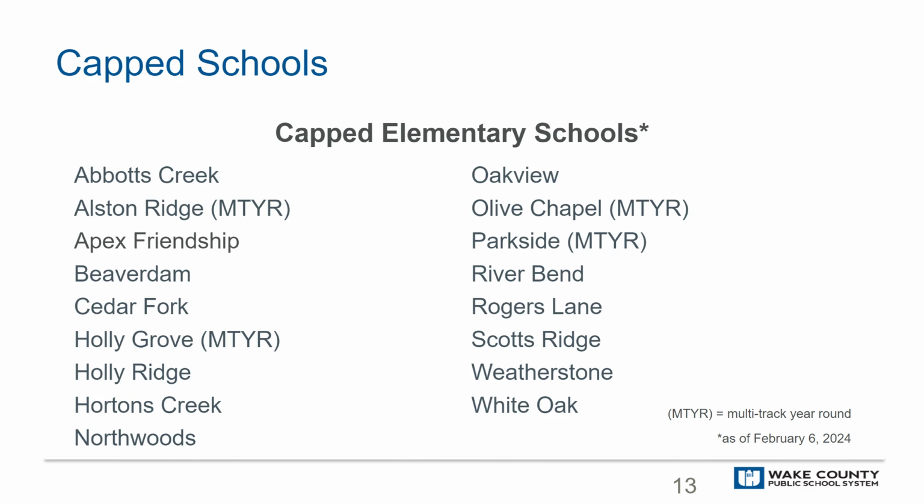By definition, capping is a temporary measure used to address rapid growth in areas where there's not sufficient capacity at nearby schools, or no new schools are projected to open that might help manage the enrollment growth. Here, you see a listing of all the elementary schools that are currently designated as capped. The MTYR label by some of the school names indicates that these schools are already operating on a multi-track year-round calendar. Although the board recently was able to remove 3 elementary schools from the capped list, 17 elementary schools remain capped for the 2024-25 school year.